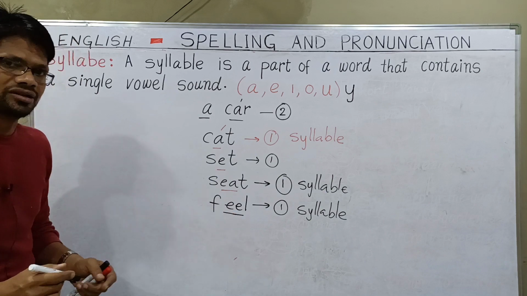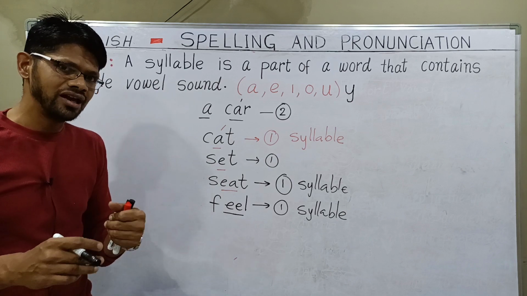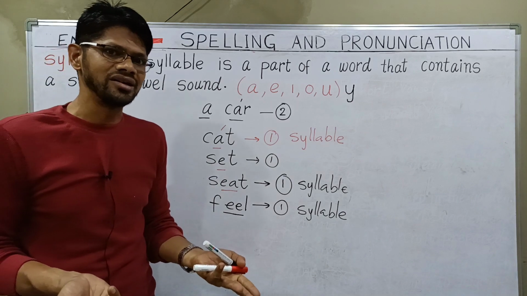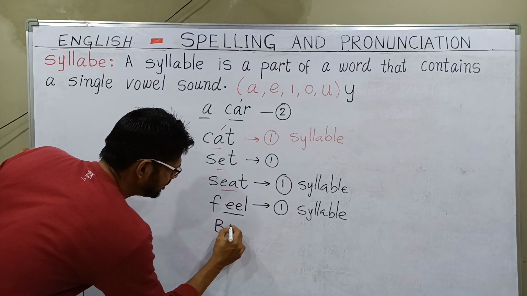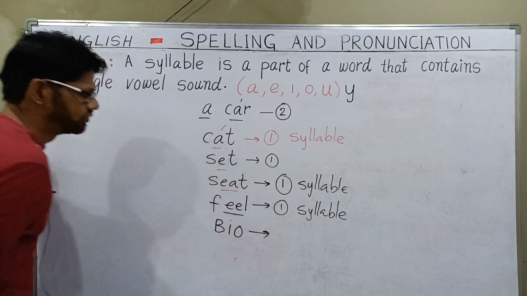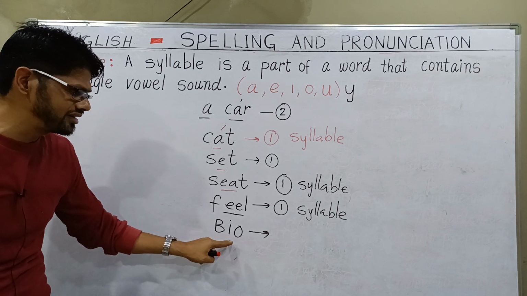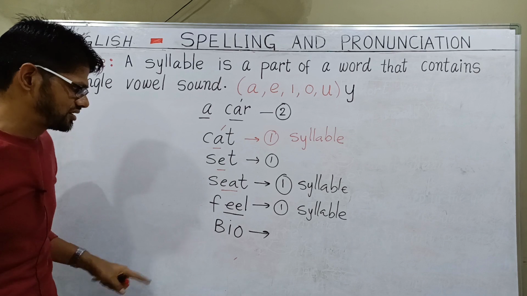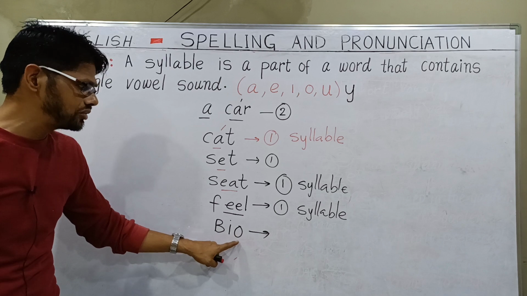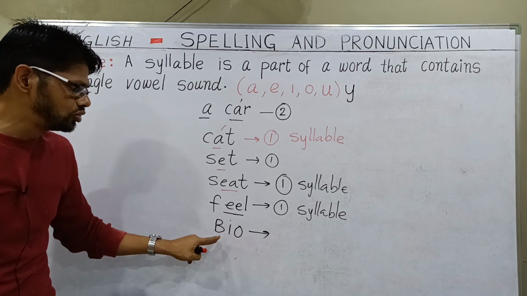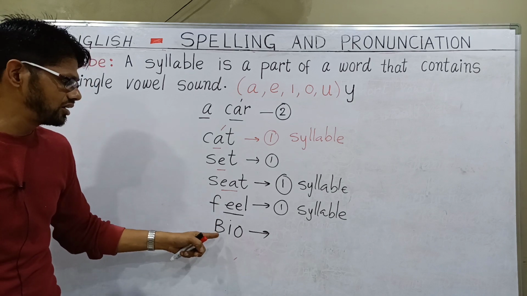Even though we have two vowels, it does not mean that everywhere two vowels produce only one beat. They can produce more than one sound. Let me give you an example: B-I-O, bio. The word bio means life. Bio has two vowels and they are producing two different sounds. I is producing one sound and O is producing another. So it has two beats, two vowels, two different sounds.